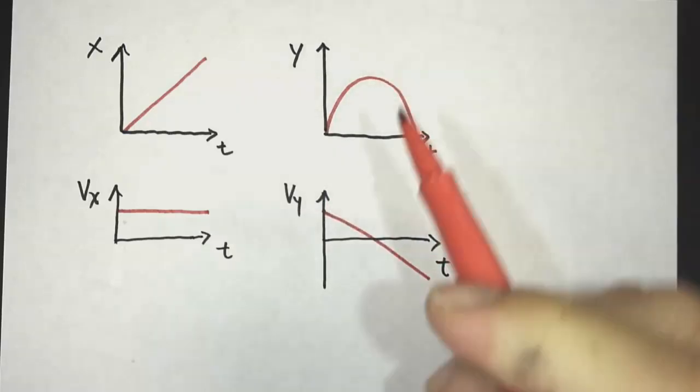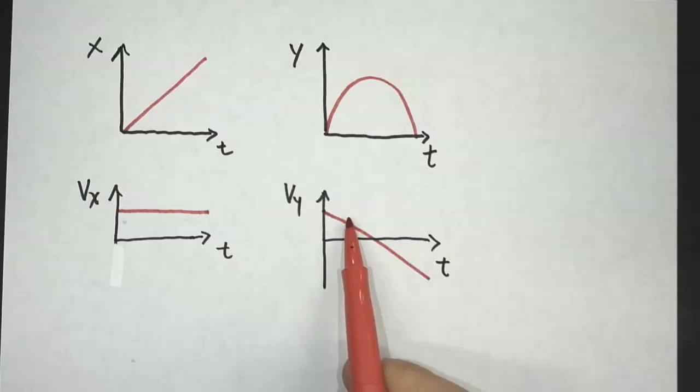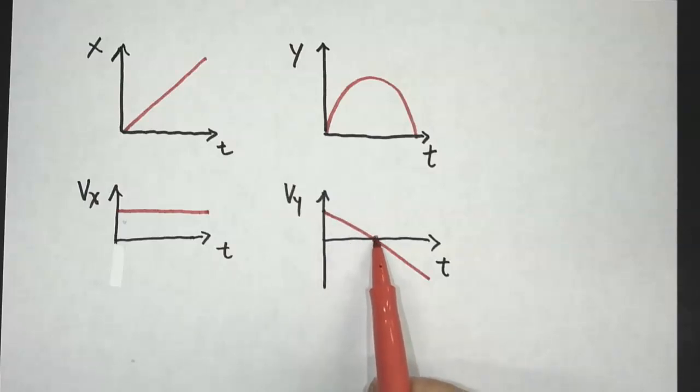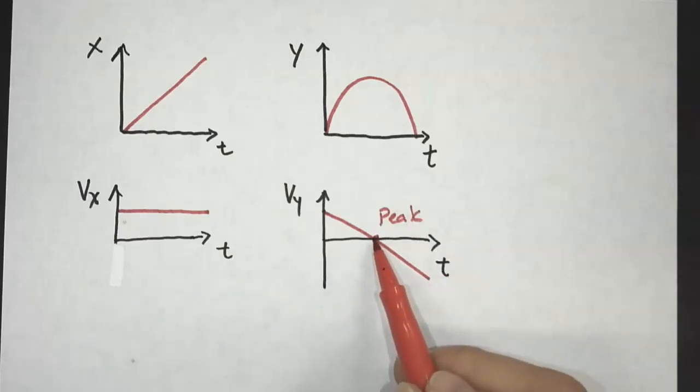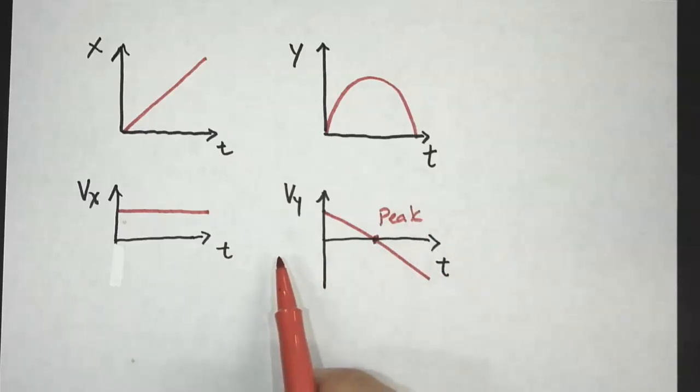And then for the vertical velocity, it's going to look like this. Why does it look like this? This is on its way up, and it's slowing down. At the peak, this right here is the peak height, the maximum height. And then it's going to be speeding up while the ball is coming back down.